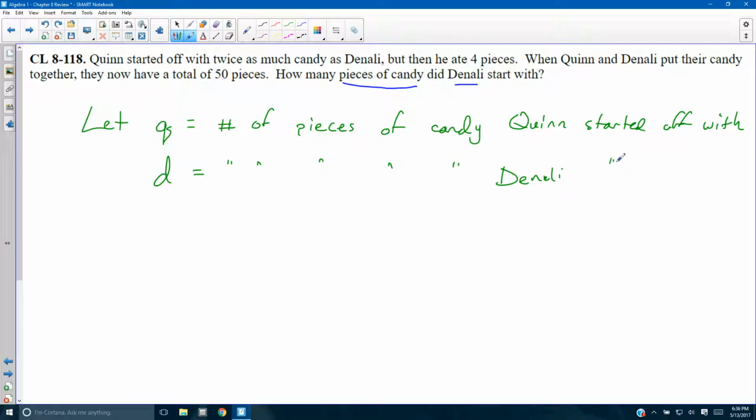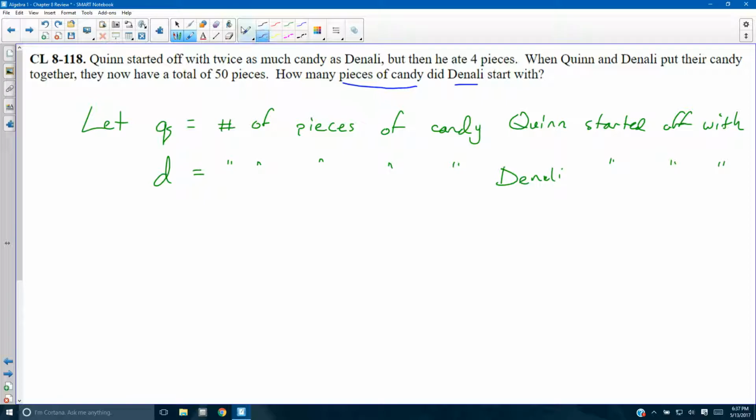Now, in the end, the only answer I need is D. I'm going to use 2 equations with Q and D in them to help me solve for D. I'll talk about processes. I might solve for Q first to even solve for D. But to answer the question, I need to find out how many pieces of candy Denali started with.